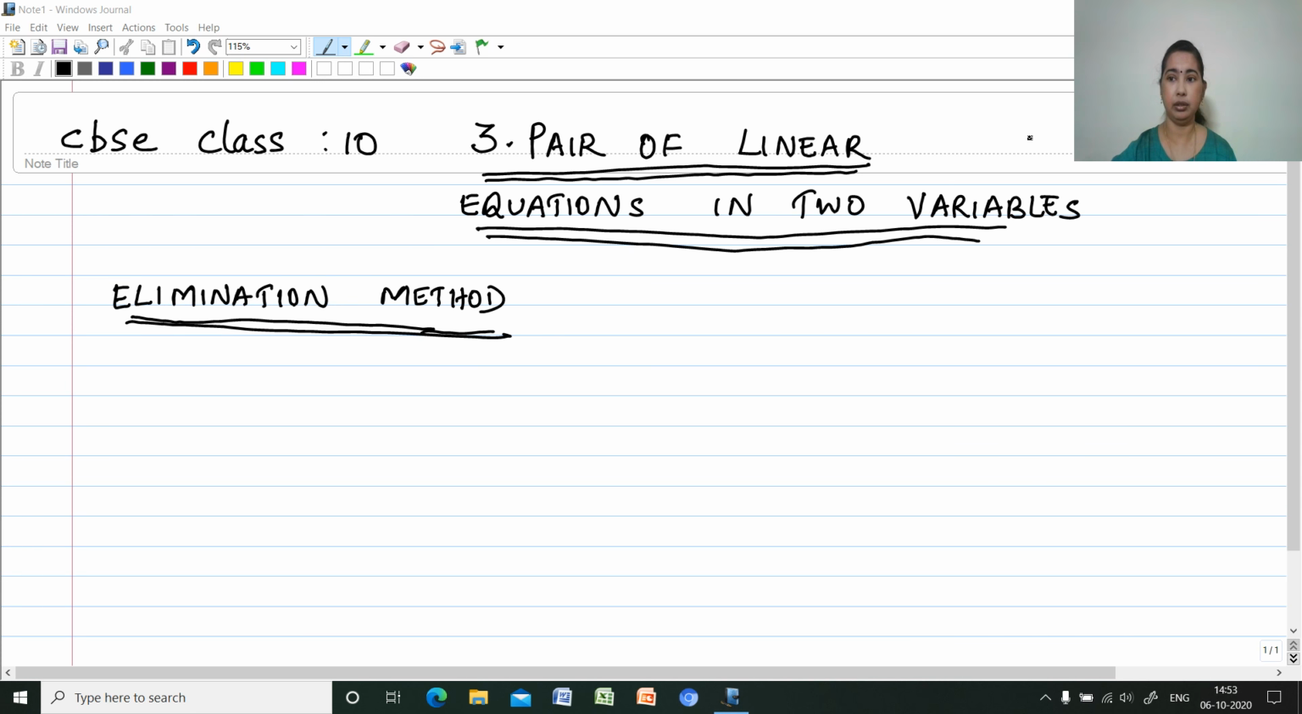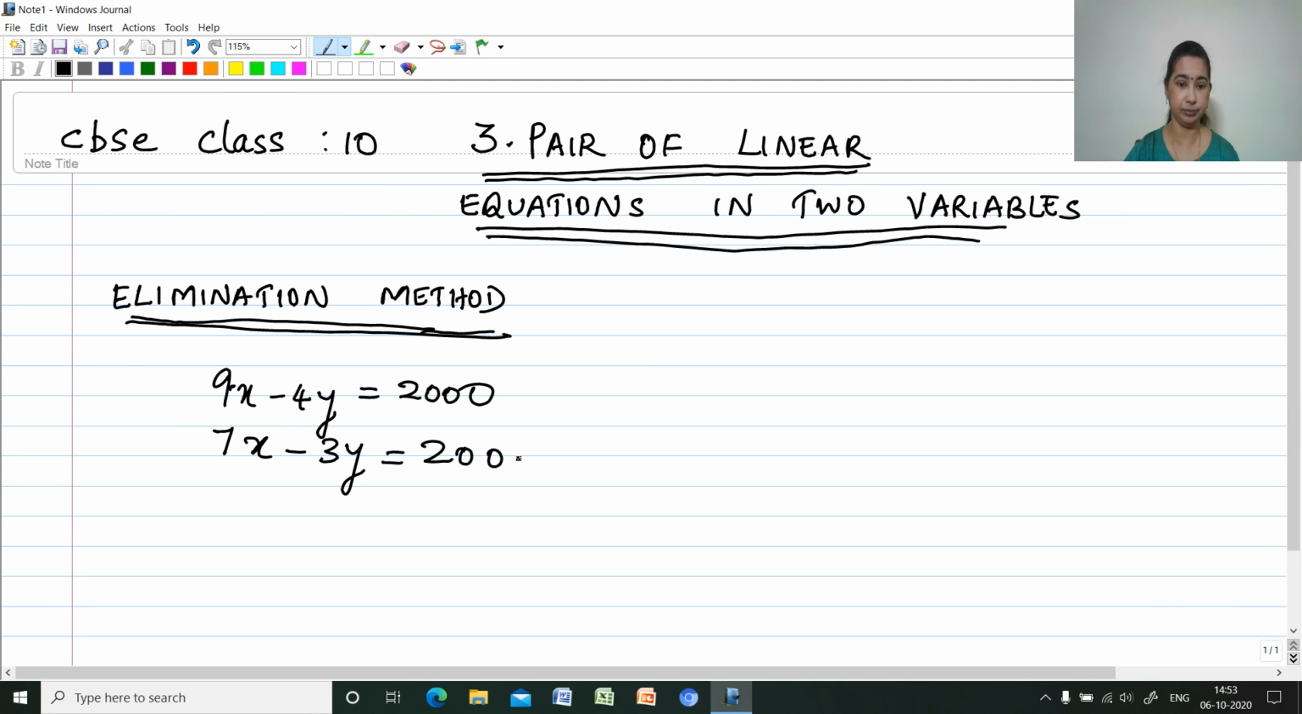So I'll take one example. Let it be 9x minus 4y is equal to 2000. Second equation, 7x minus 3y is equal to 2000. In order to solve the equations, you have to make the coefficient of any one variable equal. So we'll move on to the y variable. Here it is 4 and here it is 3. How can you make the coefficient of the y variable the same?